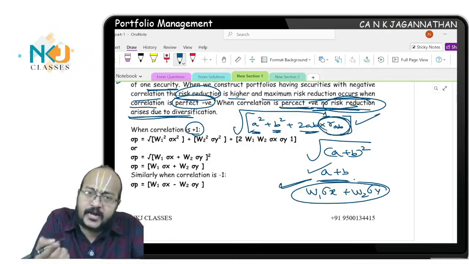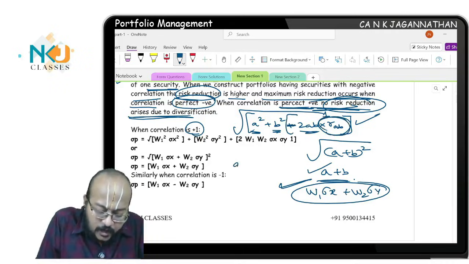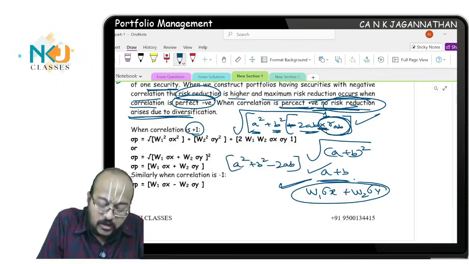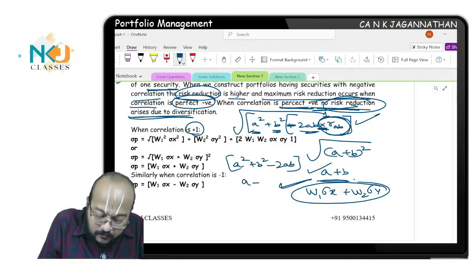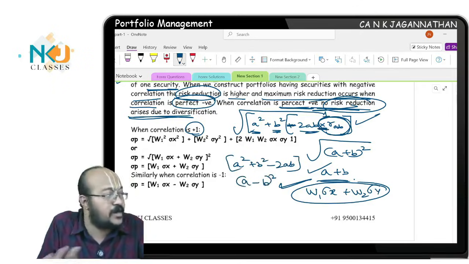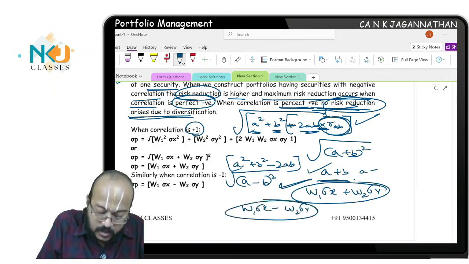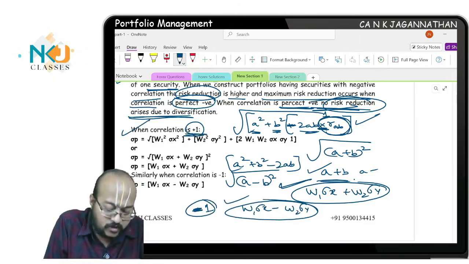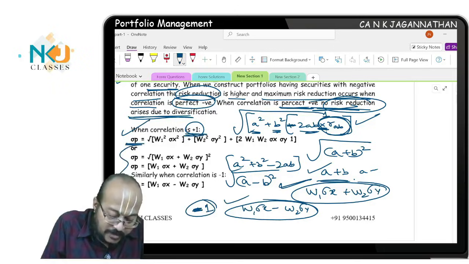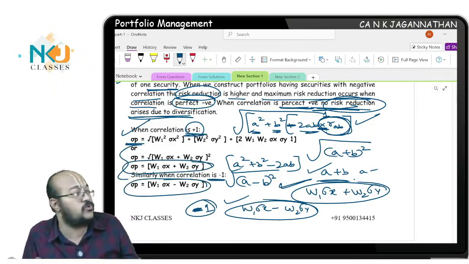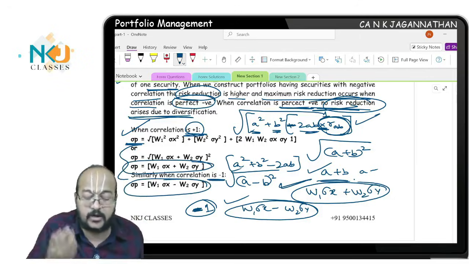Again, if correlation is perfect negative, what will happen? This entire term will become minus: A square plus B square minus 2AB. Because of this minus 1, this will become minus 2AB, which is nothing but the expansion of A minus B the whole square. So simply the square root of A minus B the whole square, A minus B, or W1 sigma x minus W2 sigma y. This is when correlation is -1, perfect negative correlation. When correlation is +1, the portfolio risk formula gets simplified and becomes this. Similarly, when correlation is -1, it is W1 sigma x minus W2 sigma y. The big formula gets simplified. Are you all understanding the logic?